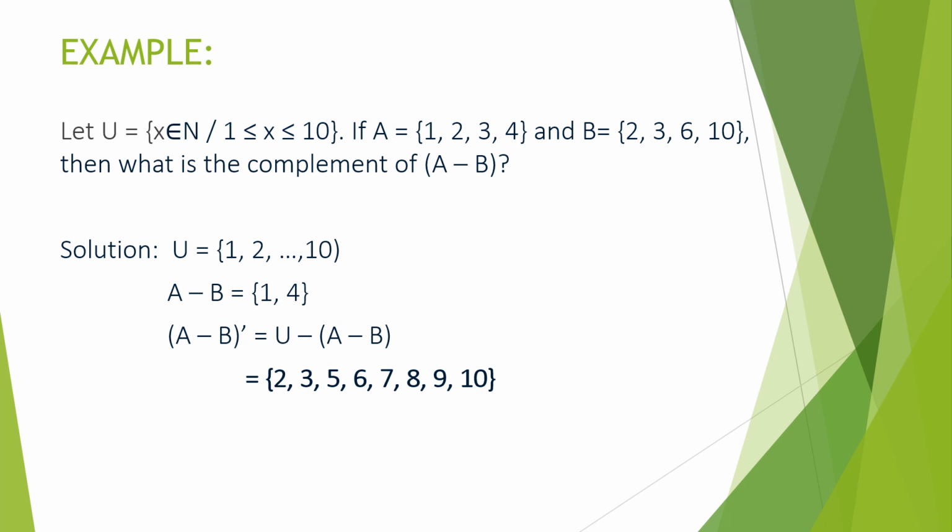So first of all, what is A minus B? The set of elements which are in A but which are not in B. So 1 and 4 are in A but they are not in B. Complement of this set means the universal set minus the set will give you the complement. So which are the elements in the complement of A minus B? 1 to 10 minus 1 and 4, that means 2, 3, 5, 6, 7, 8, 9, 10.